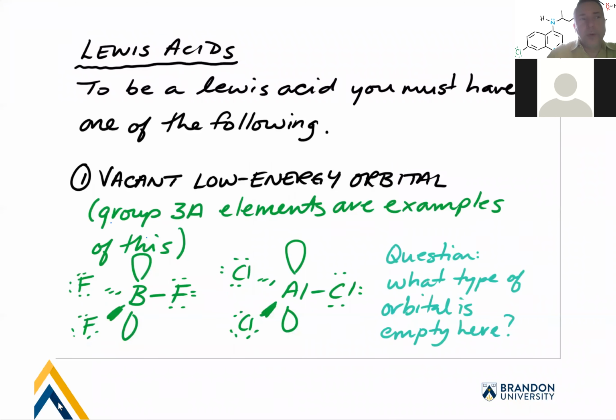So what we're going to do is go through what makes a Lewis acid, what makes a Lewis base, and then this section will be over. To be a Lewis acid, there's basically one of three requirements that you could have. The first, and probably the most classic example, is a vacant low energy orbital. That is an orbital that's got no electrons in it and is low enough in energy that electrons can be donated to it.